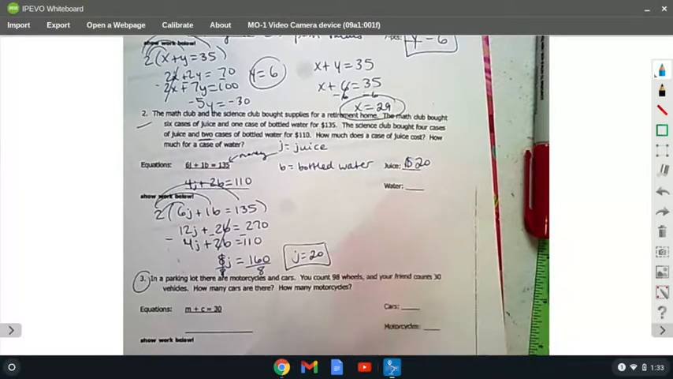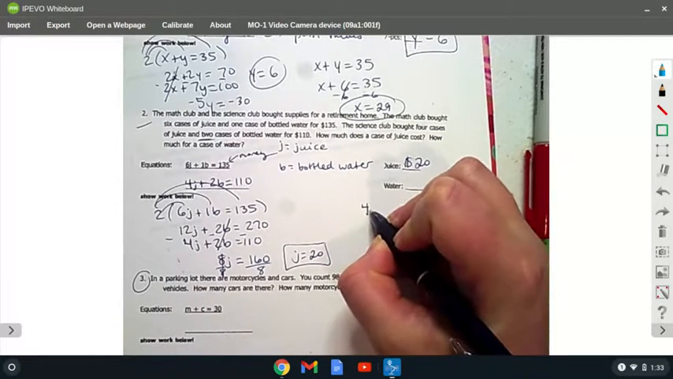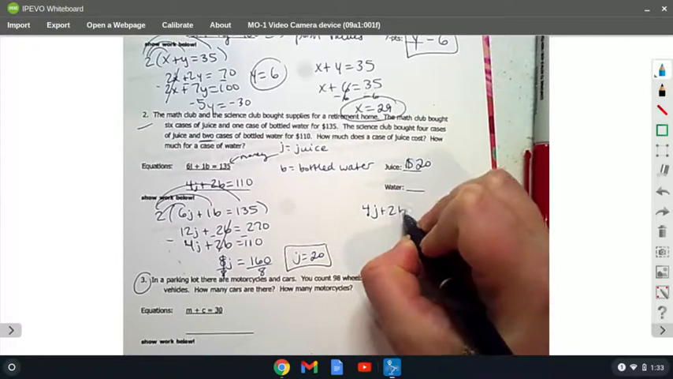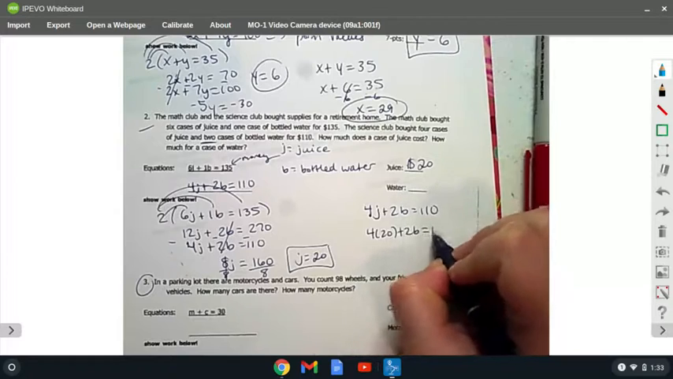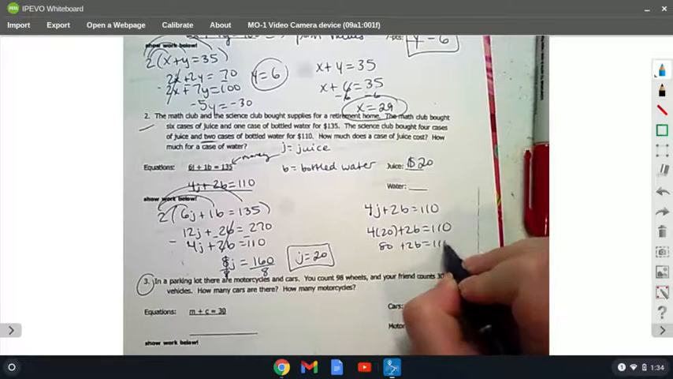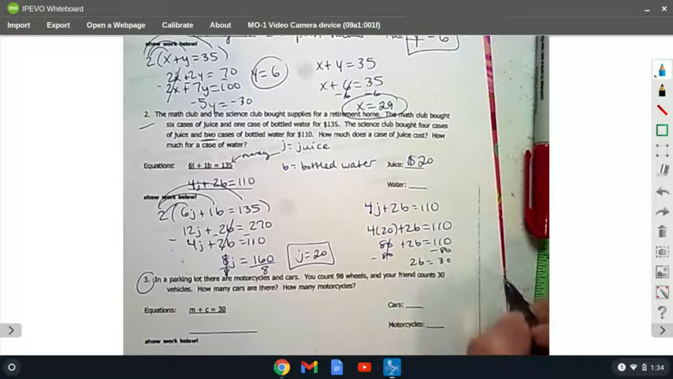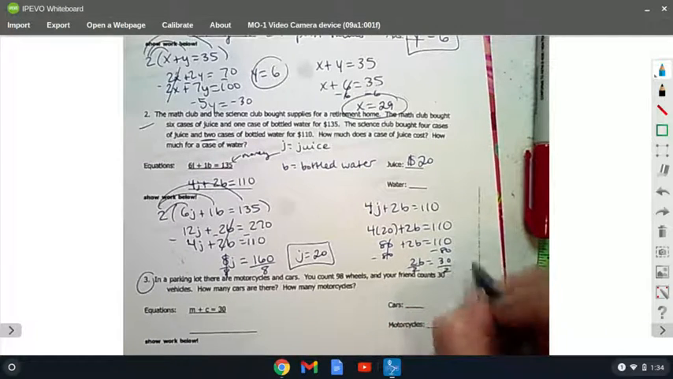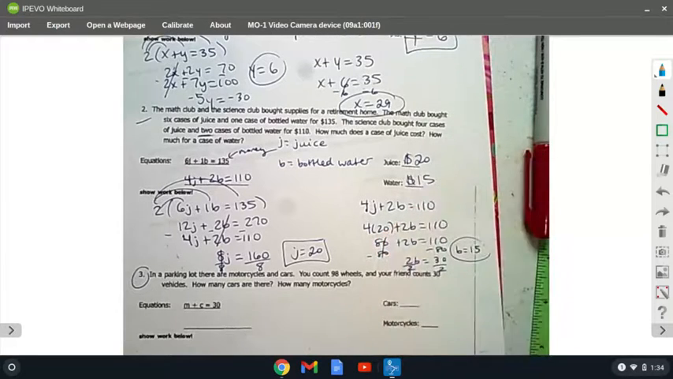I still need to figure out how much it costs for water. So I'm going to plug it into one of these equations. So I'll choose the second one. 4j plus 2b equals 110. I'm going to plug in 20 here for j. So that gives me 80. I'm going to subtract 80 from both sides. I got 2b equals 30. And then I divide by 2, and b is 15. So it costs $15 for a case of bottled water, $20 for a case of juice.